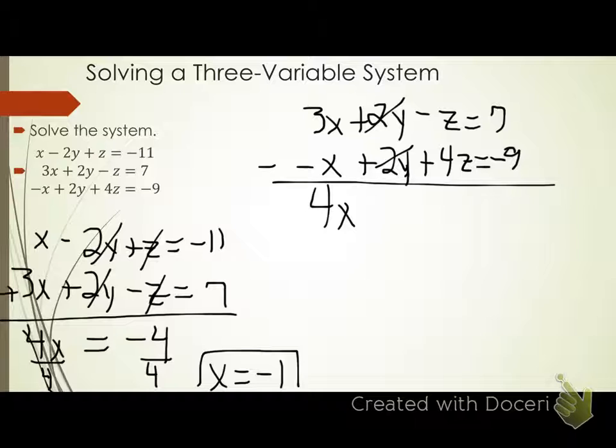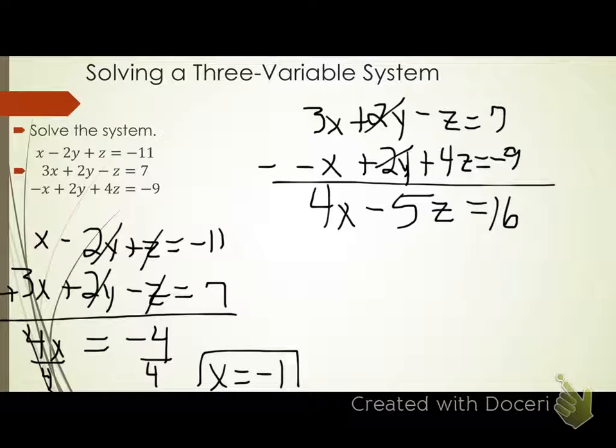What did we say? Positive or negative 5? Negative 5z. Negative z minus 4z. And now I have 7 minus negative 9. What does that give me? 16. Very good. So that's how I got 4x minus 5z equals 16. Are we okay with that?